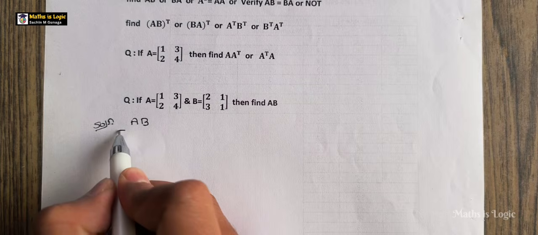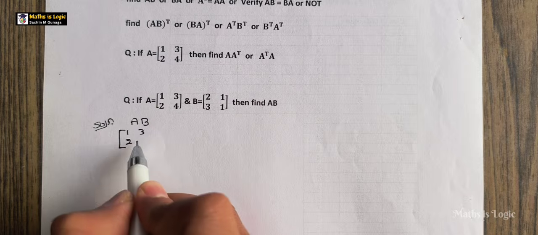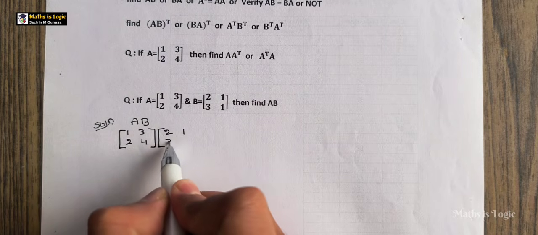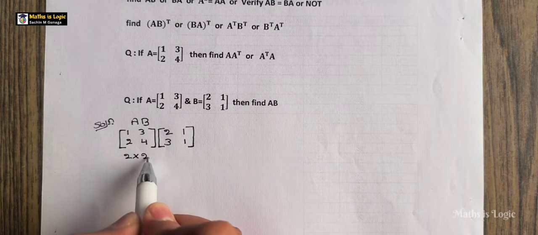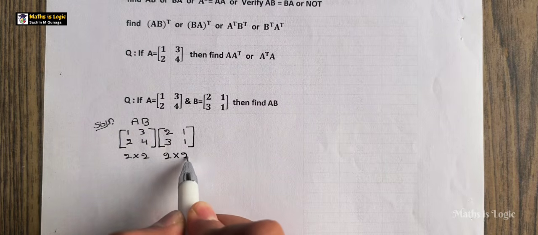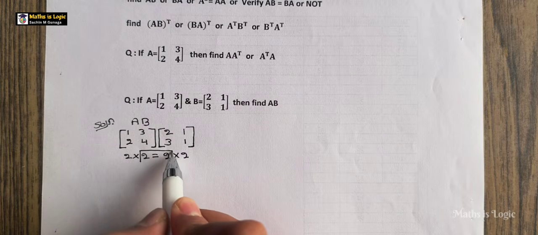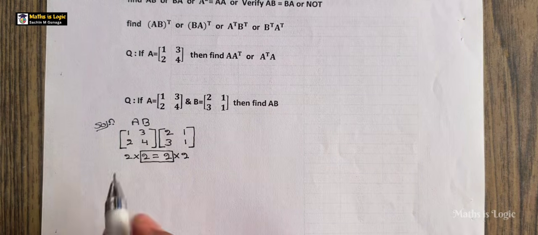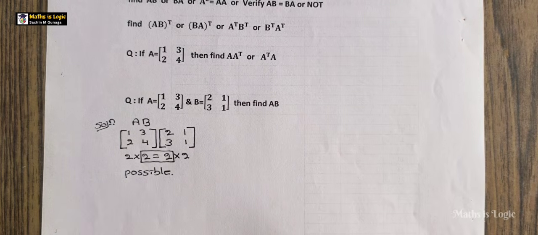Next, mention A matrix, because first A is there, so 1 3 2 4 into B matrix 2 1 3 1. Next, write the order. What is the order? 2 rows 2 columns. Similarly, here also 2 rows and 2 columns. So what is the multiplication condition? These two numbers should be same, then only matrix multiplication is possible. So here you can do matrix multiplication.